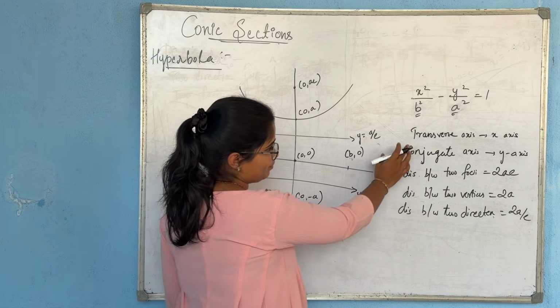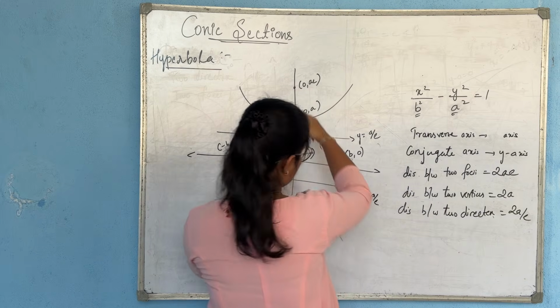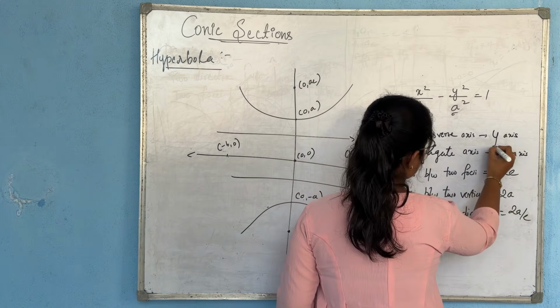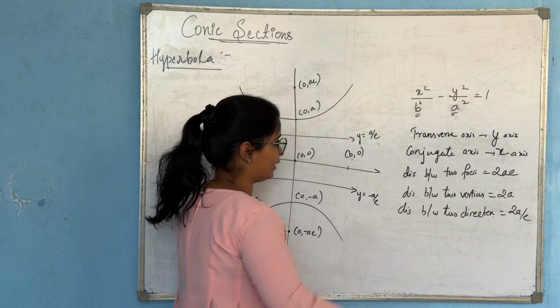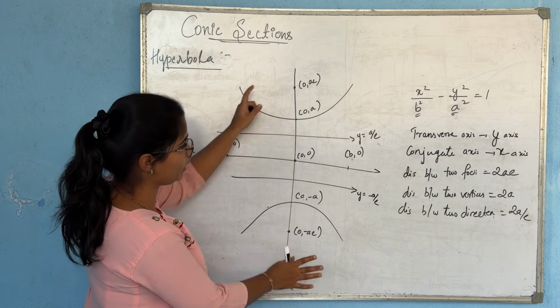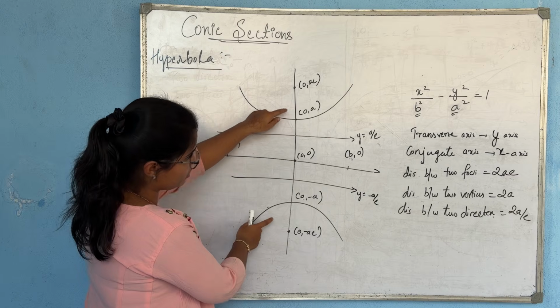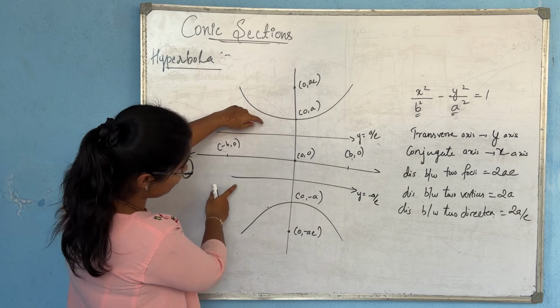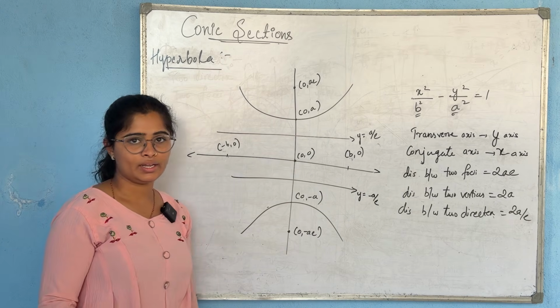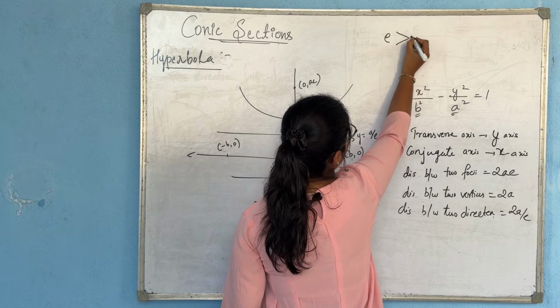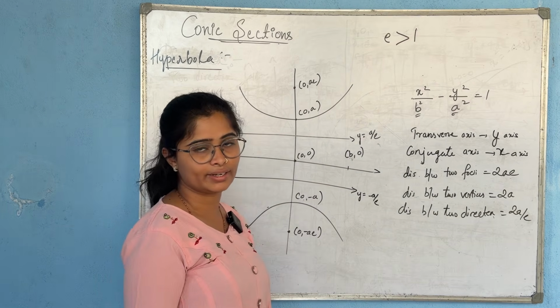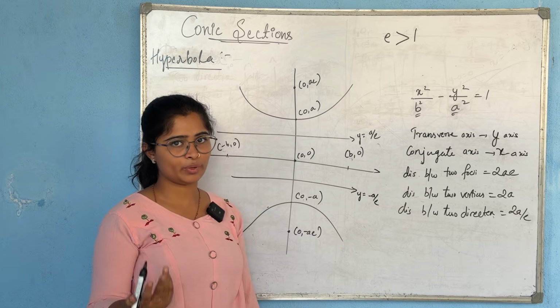Now if you see, the transverse axis here will be the y axis, and the conjugate axis here will be your x axis, and the distance between two foci is still 2ae, the distance between two vertices is still 2a, and the distance between two directrix is still 2a by e only. And one thing that you need to know here is the eccentricity for the hyperbola should be greater than 1. Clear? The eccentricity for the hyperbola should be greater than 1.